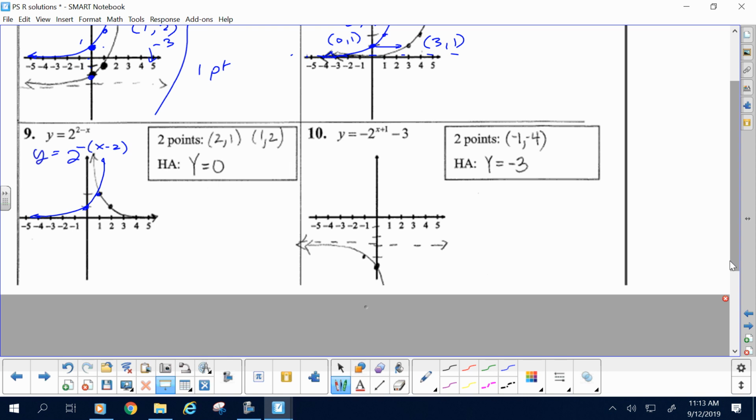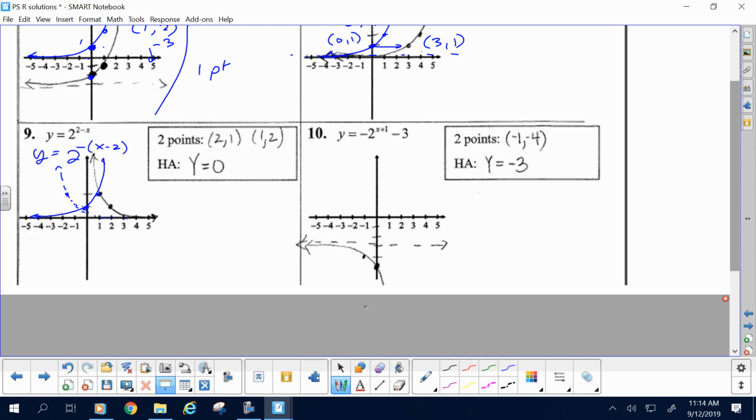Okay, now I told you before, we're going to start to do the stretches or reflections first. So what does that negative do? If it's a negative on the x, it reflects it side to side or up and down? Side to side. So now the graph is going to be here, and that point now will be at -1, 2 rather than 1, 2.